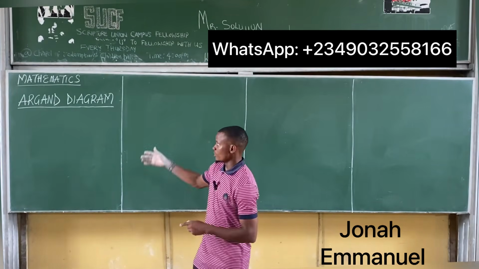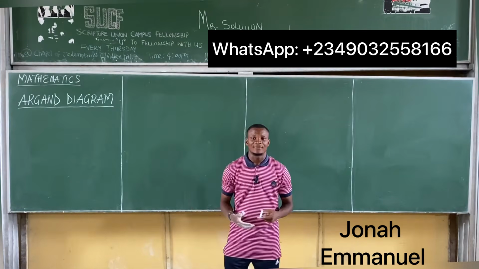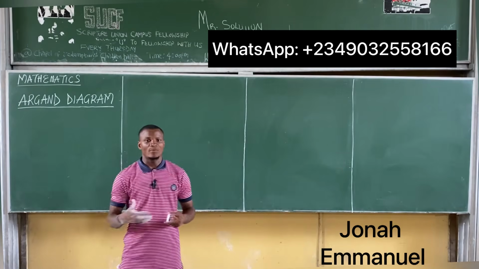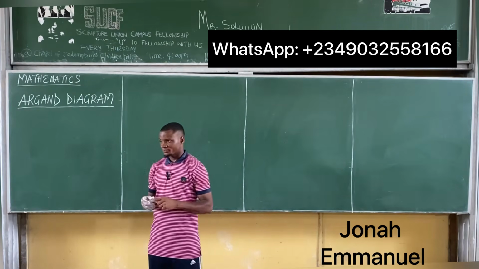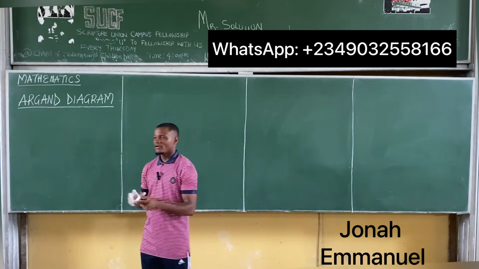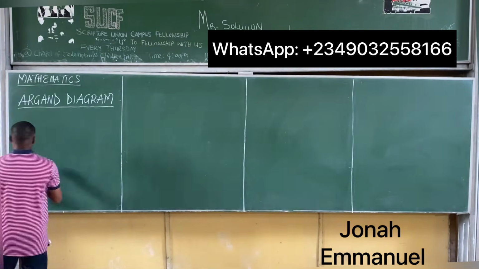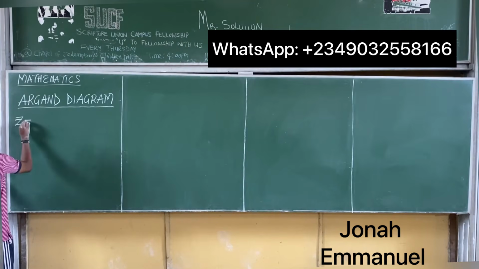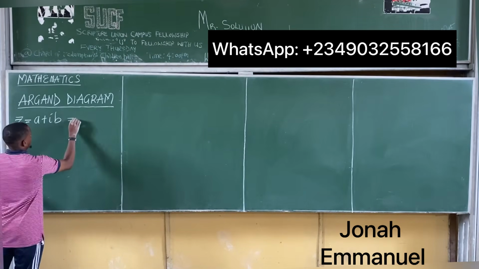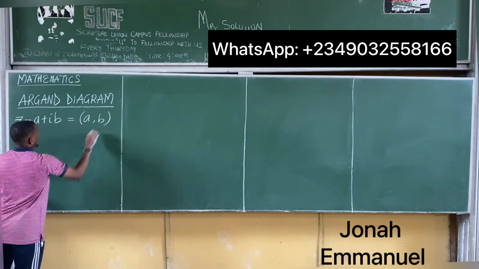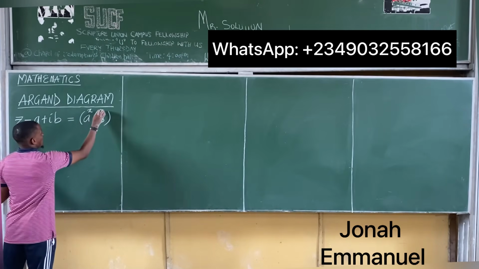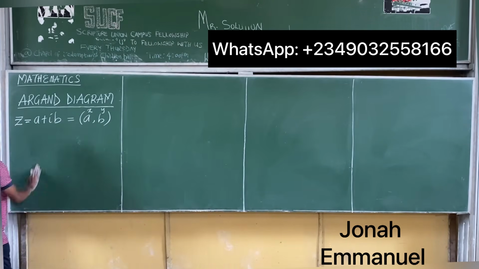So what's an Argand diagram? An Argand diagram is simply a graphical method used to represent complex numbers. Now, how does it work? Remember that in the rectangular form of complex numbers, you have z being equal to, let's say, a plus ib, and we said this is the same thing as (a, b). For this case, a becomes your x-axis and b becomes your y-axis.